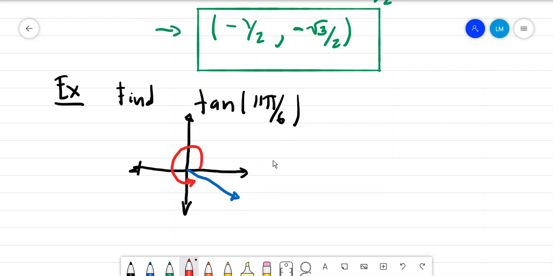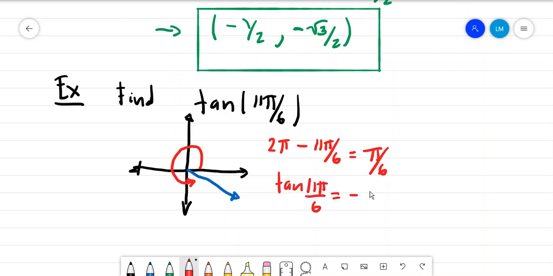Now, in this case, I know that tangent is going to be negative. But let's go ahead and find the reference angle first. So I'm going to take 2 pi minus 11 pi over 6, and I'm going to get pi over 6. So the reference angle is pi over 6. What this tells me is that tangent of 11 pi over 6 is equal to negative tangent of pi over 6.